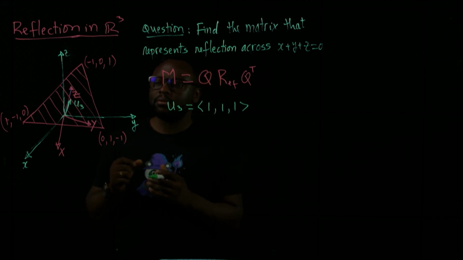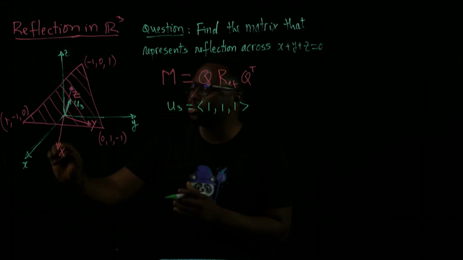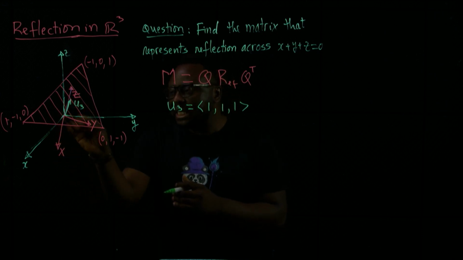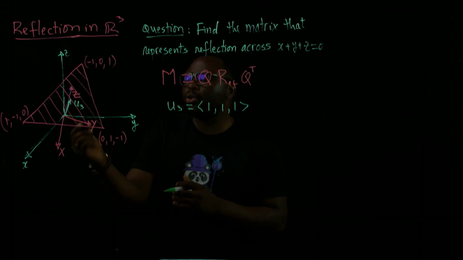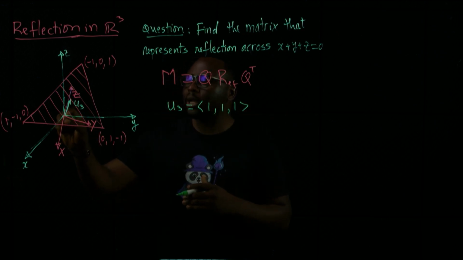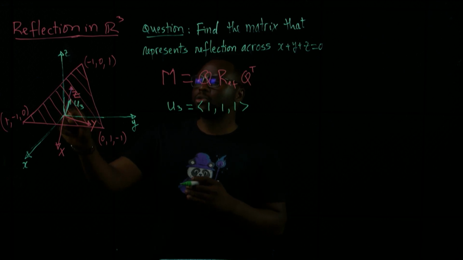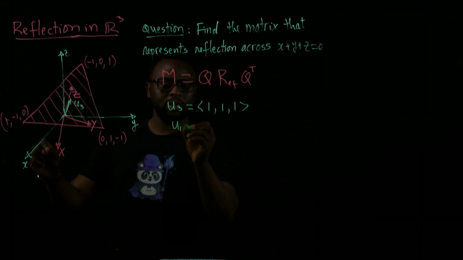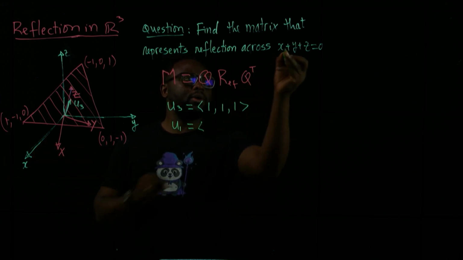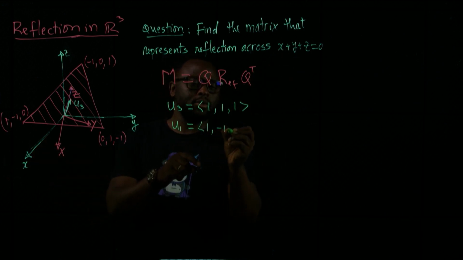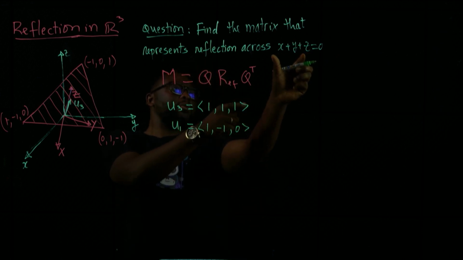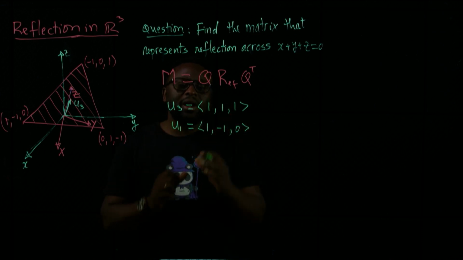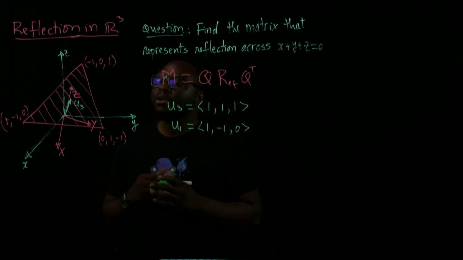So what does that mean? We are looking for U1 and U2 that belong to this plane, while U3 is orthogonal to U1 and U2. So we can just choose any vector in this plane. Let's call the vector U1, let's take a simple one, 1, minus 1, and 0. You can verify with me that this vector belongs to this plane. Once we have U1 and U3, we are looking for U2.